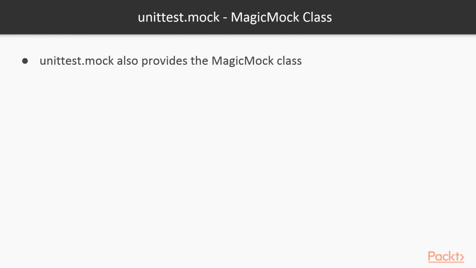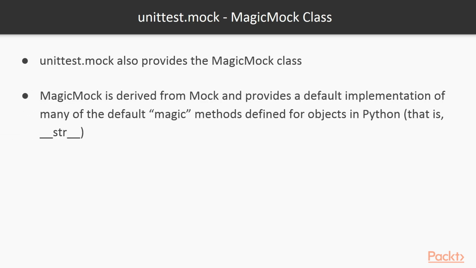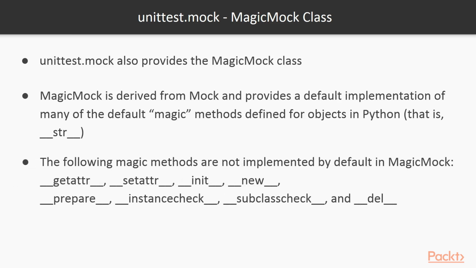The unittest.mock also provides the MagicMock class. MagicMock is derived from Mock and provides a default implementation of most of the Python magic methods. These are the methods with double underscores at the beginning and end of the name, like __str__ and __int__. The following magic names are not supported by MagicMock due to being used by Mock for other things or because mocking them could cause other issues: __getattr__, __setattr__, __init__, __new__, __prepare__, __instancecheck__, __subclasscheck__, and __del__.